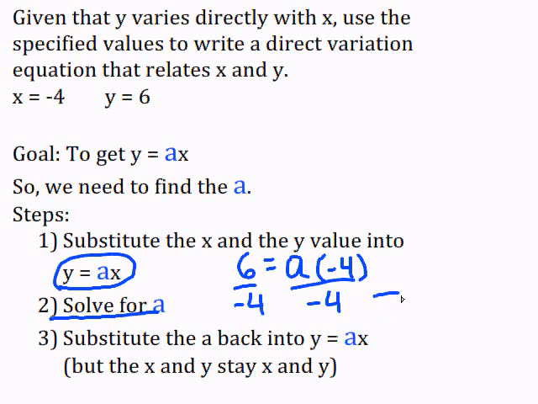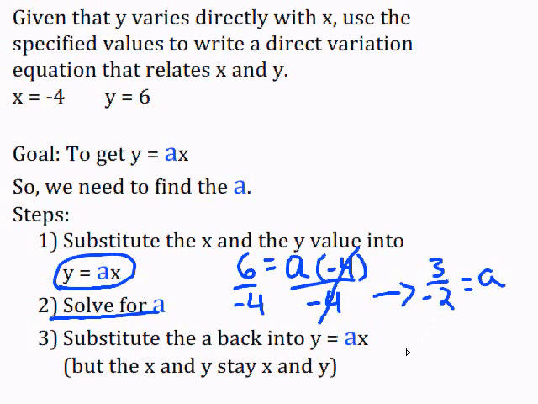I'm going to continue my work over here to the right. Notice -4 over -4 is a positive 1. So I'm going to get my a value, and it's going to be equal to 1a, or just a, is going to be equal to 6 over -4. We can reduce that by dividing the 6 and -4 by 2, giving us a reduced fraction of 3 over -2, or just -3/2.